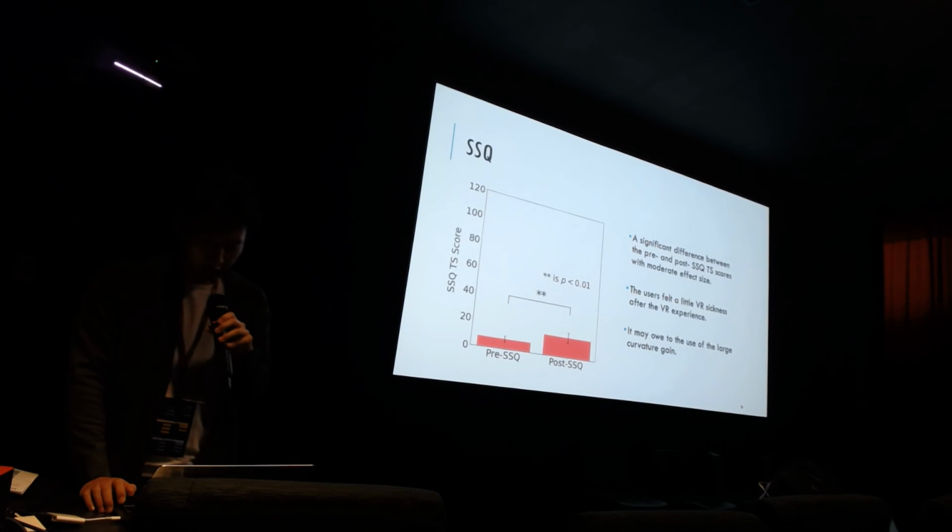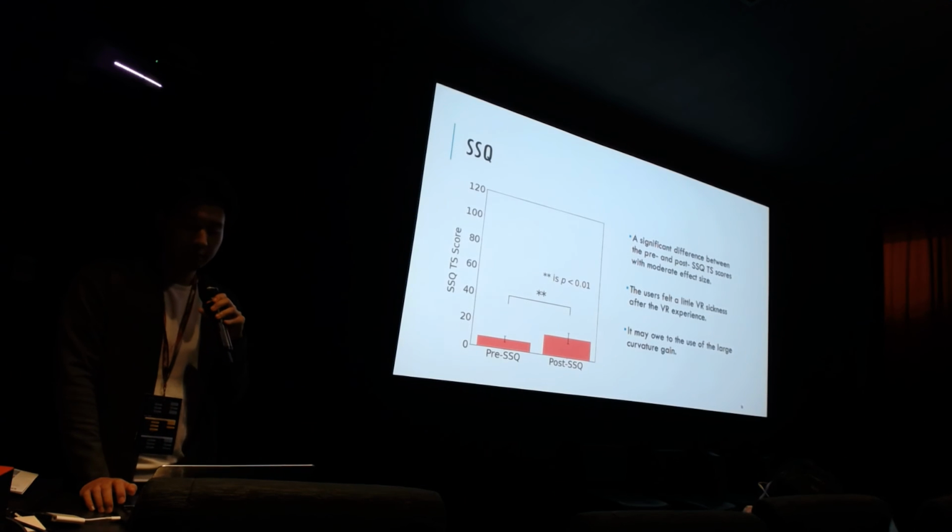And last, this figure shows the simulator sickness total severity scores. We found a significant difference between the pre and post SSQ scores. This result implies that our system causes slight simulator sickness, and it may be owing to the use of the large curvature gain.